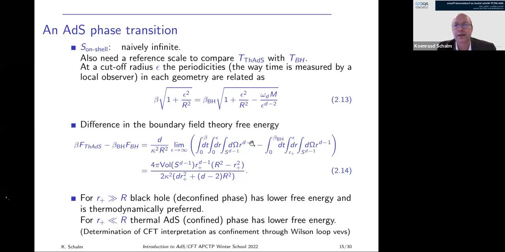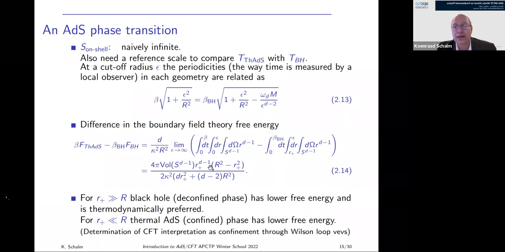And I subtract from it the free energy for the black hole, which is integrated with the black hole temperature as the periodicity. The subtle difference is that now the R integral starts from the horizon radius up to the cutoff. If you just stick this in, this is not so difficult to compute. What you find is the following expression.